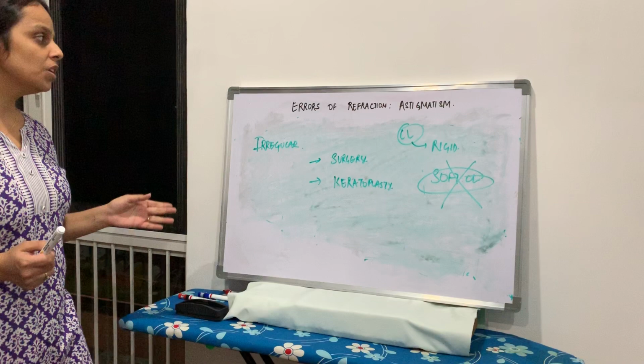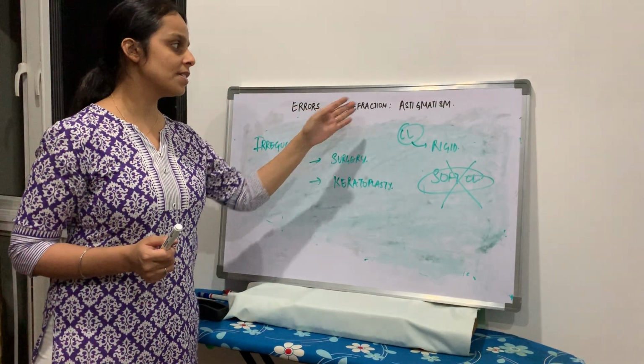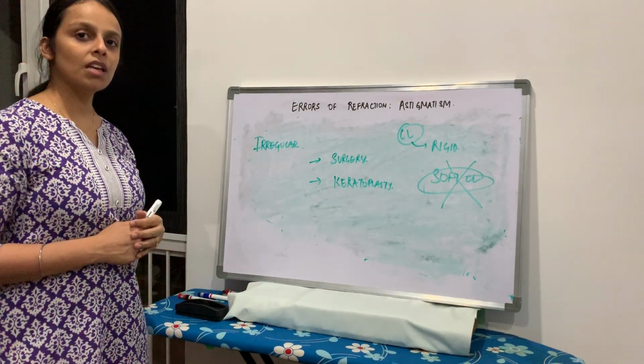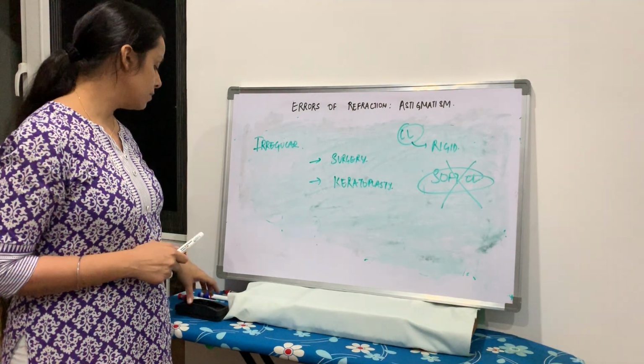So herein we finished errors of refraction, finally astigmatism. Next lecture I will be talking about the cornea. Thank you.